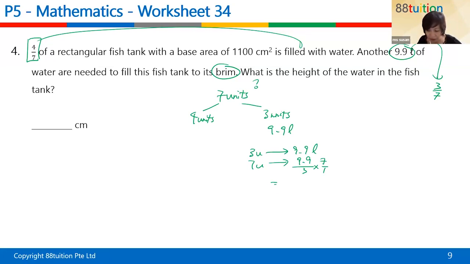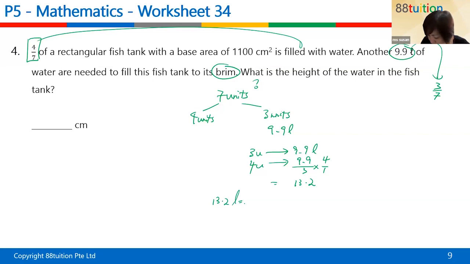Find the height of the water level in the tank. At first, okay, at first. What is the height of the water at first? Okay, so what is the height of the water in the fish tank? So I will have 23. Wait, I don't need to find the 7 units. I will find the 4 units instead. Okay, so 9.9 divided by 3 times 4. I will have 13.2. So 13.2 is my liters.